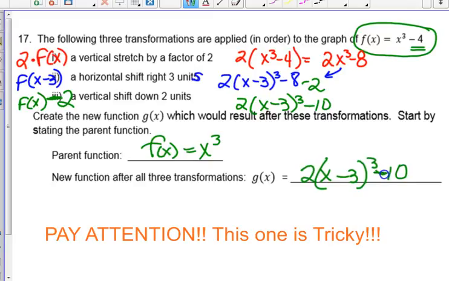Okay. Most of you would have gotten 2x minus 3, I hope, cubed. And the minus 2 is the shift down 2. But remember, it was already at negative 4. So some of you might have got a 6. But that's still not right because the stretch first stretched the whole thing, okay? So be careful. If you get this, you get most of the credit, but not all.